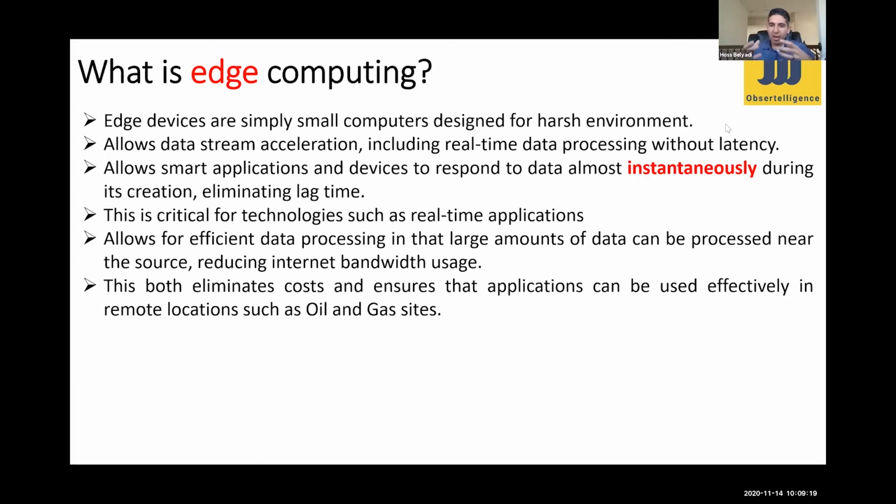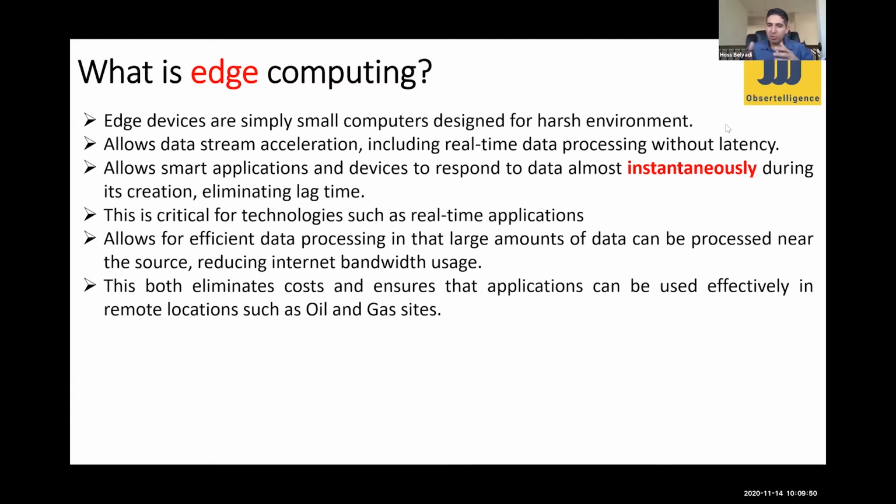So these edge computers are designed for harsh environments, and the ones that are not are encapsulated in a box so they'll be protected. But that's what edge computers are. They're basically small computers designed for harsh environments that are used to process data. They're used for real-time data processing, and they allow machine learning models to be deployed on those edge devices.